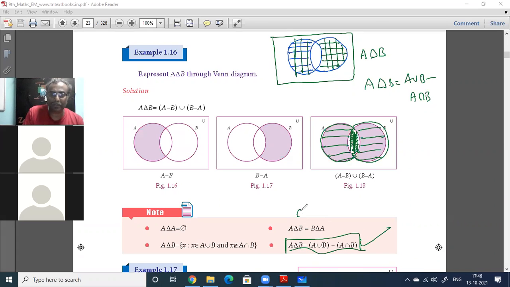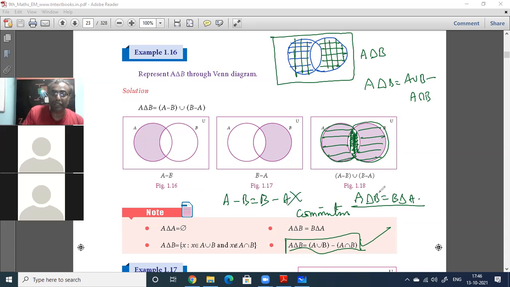Another thing is that this is commutative. A minus B is not commutative with B minus A, but A delta B is commutative with B delta A. The symmetric difference is commutative, but the simple difference A minus B is not equal to B minus A. But A delta B is equal to B delta A, yes. This is commutative, because either way it is the same thing, this only will come.